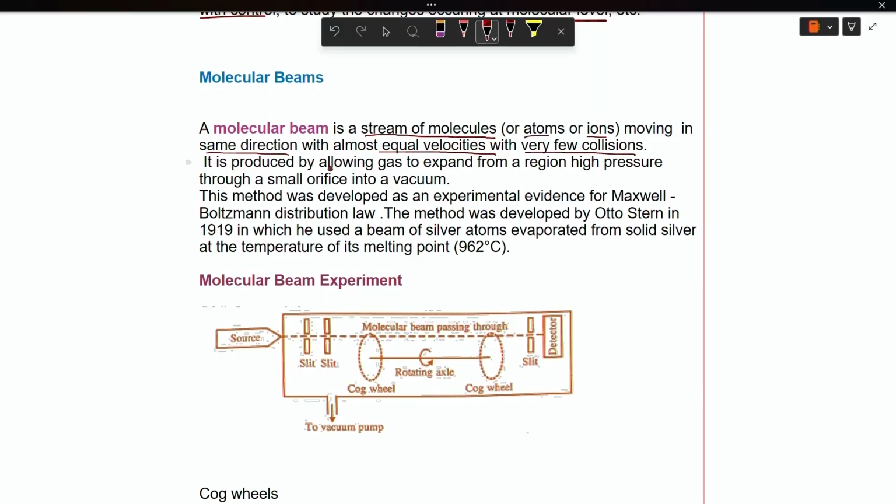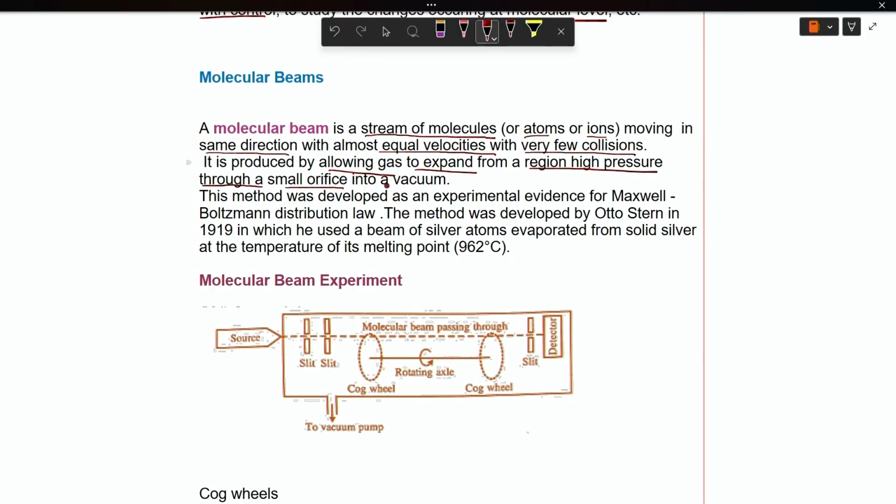They are produced by allowing a gas to expand from a region of high pressure through a small orifice. Small orifice means a very small opening, into a vacuum. So, the gas is taken and allowed to pass through a small hole into vacuum, and then we have the molecular beam being produced.